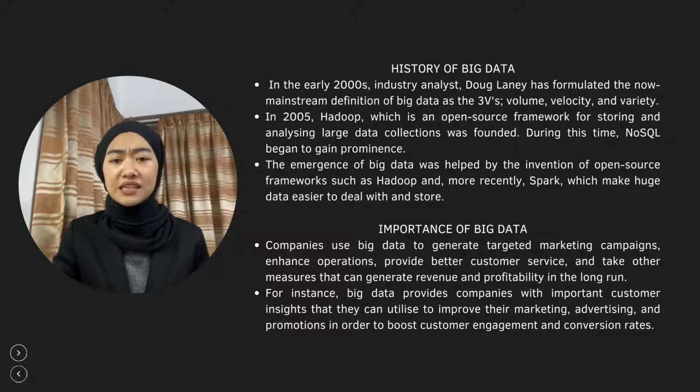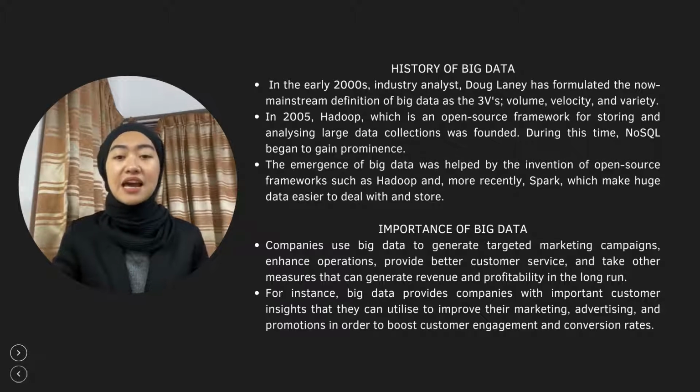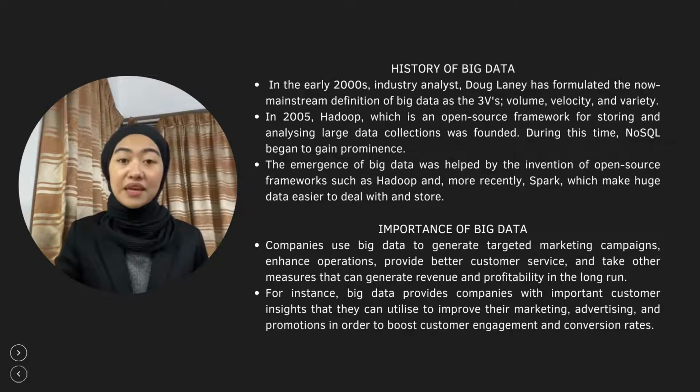So, big data is crucial in today's world as companies will use it in their systems to generate targeted marketing campaigns, enhance operations, provide better customer service, and take other measures that can generate revenue and also profitability in the long run.